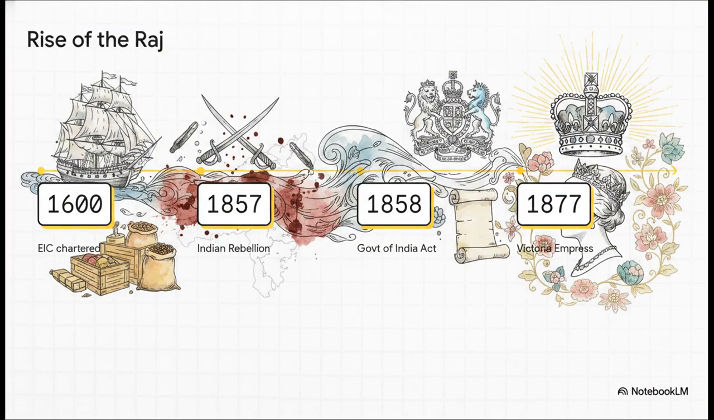If you track this timeline, you see an astonishing shift. You go from a simple commercial enterprise chartered way back in 1600 just to trade spices and textiles straight into a formal, massive empire. Look at that rapid compression of events right in the mid-19th century. The 1857 rebellion is the absolute catalyst. It instantly triggers the 1858 Government of India Act, establishing crown rule, and then boom, it culminates in 1877 with Queen Victoria symbolically being crowned Empress of India.